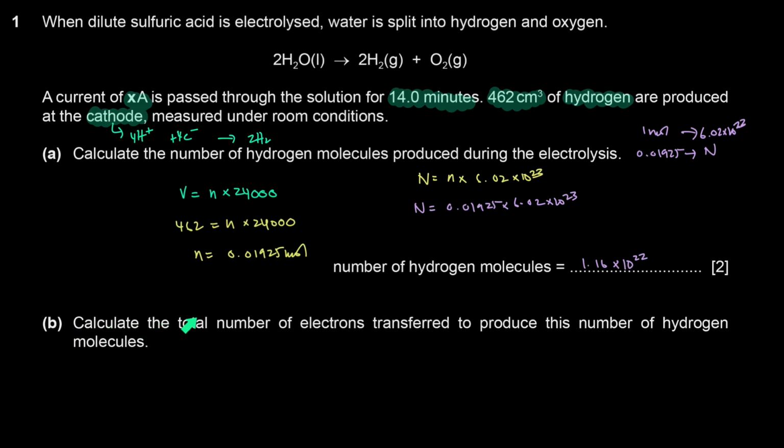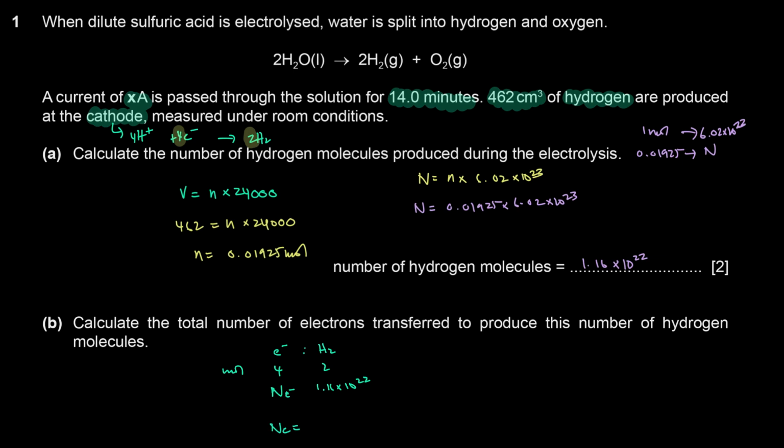Part B of the question says, calculate the total number of electrons transferred to produce this number of hydrogen molecules. We've already written down the half equation over here for the formation of hydrogen gas at the cathode. And what we can see is that for every 2 moles of hydrogen gas, we have 4 moles of electrons. So if I have 1.16 times 10 to the power of 22 molecules of hydrogen gas, how many electrons do I have?